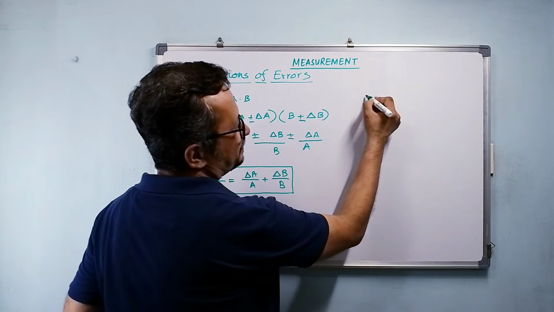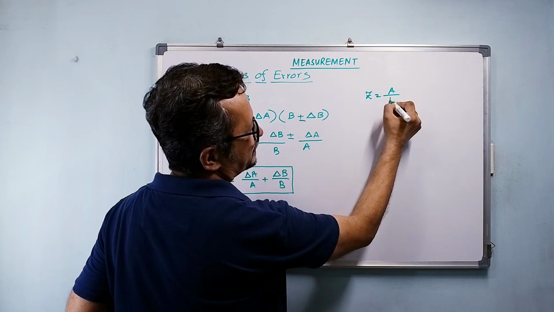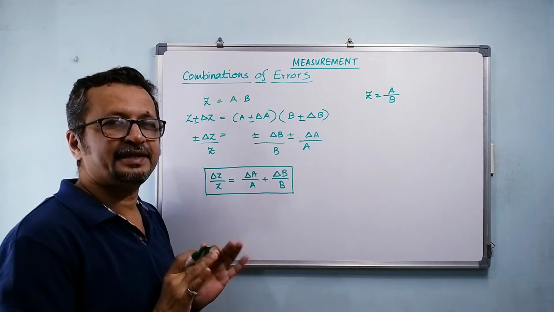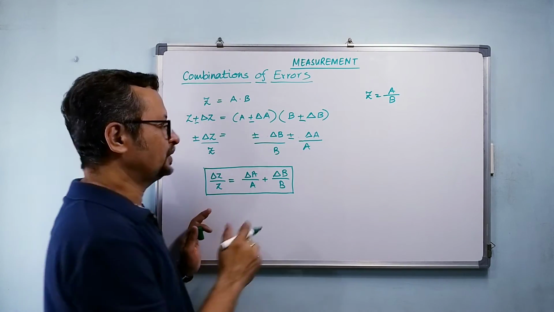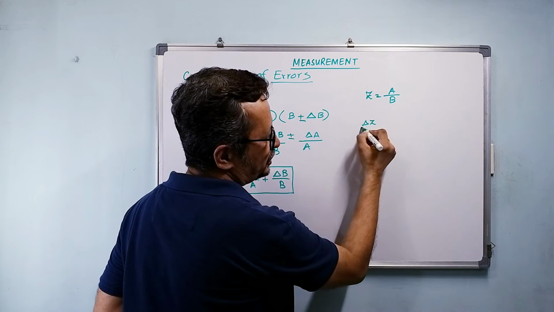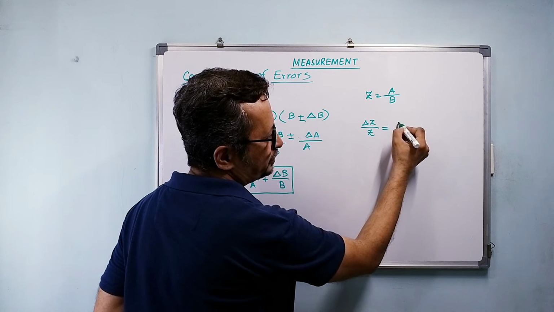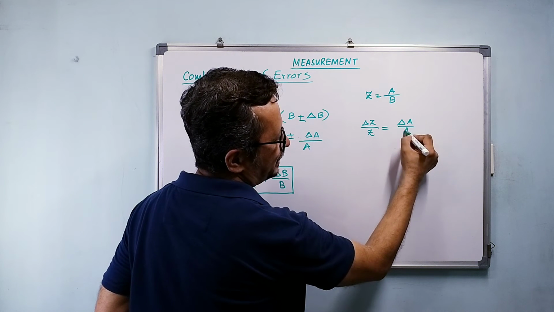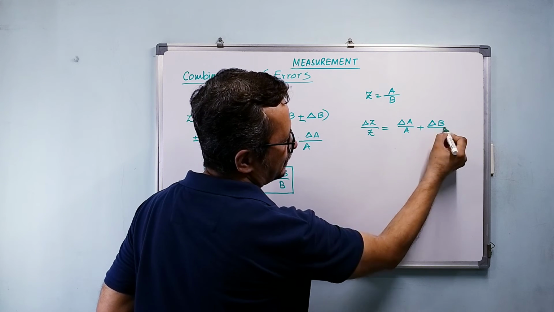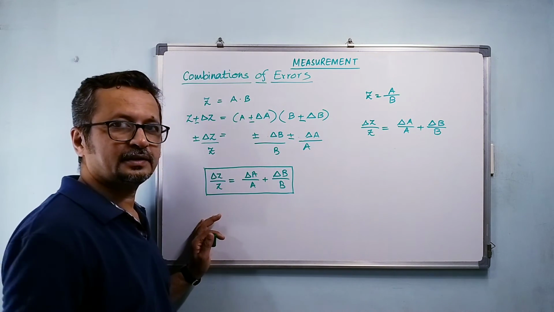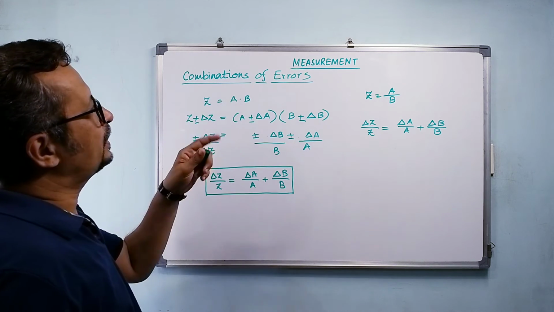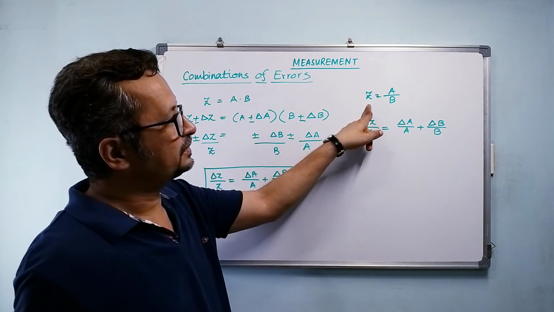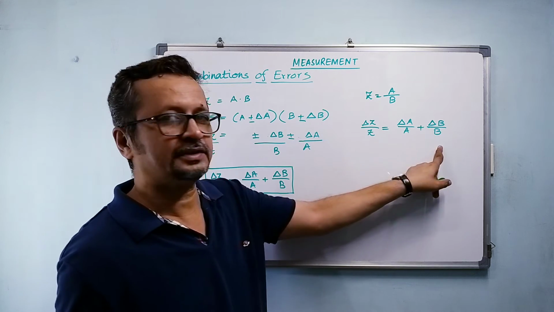Now what if my Z is equal to A upon B? With the use of some calculus or derivatives, we are able to show that delta Z upon Z over here is also going to be equal to delta A upon A plus delta B upon B, correct? So this is the rule for product: it is a sum. For quotient, again it is a sum.